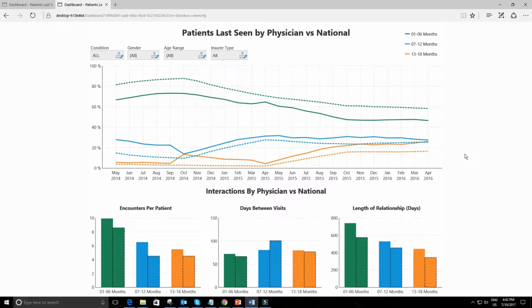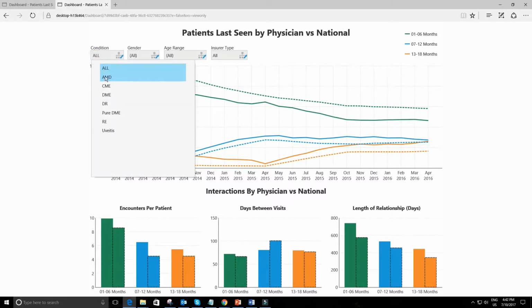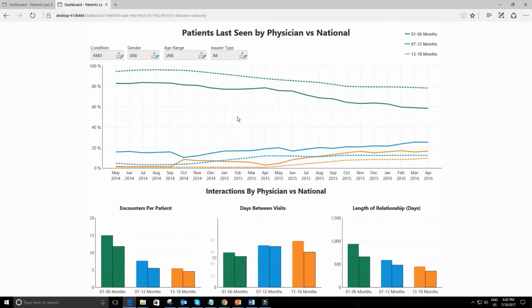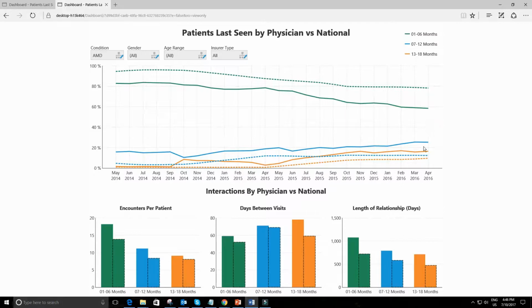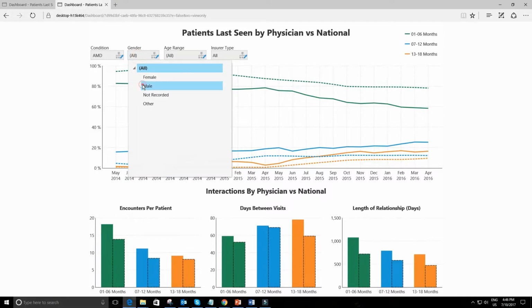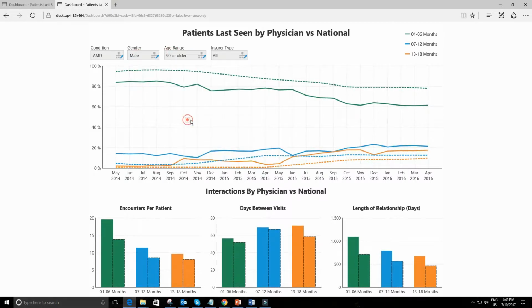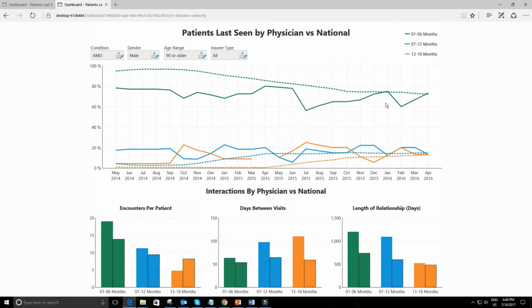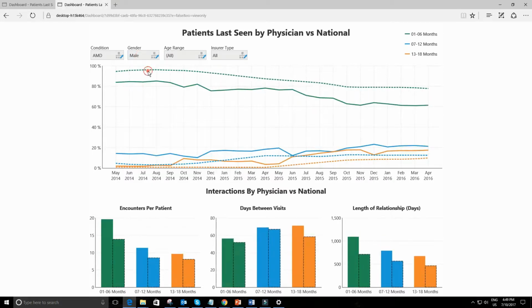We might be able to answer this question by using these filters in the upper left. For example, if we looked at only age-related macular degeneration, or AMD, the current patient gap widens, while the lost patient gap narrows significantly. But if we look at males over the age of 90, we find that the gaps disappear almost entirely. The problem with this approach is that there are over 4,000 combinations of just these 4 filters, so going through them one by one could be very time-consuming.